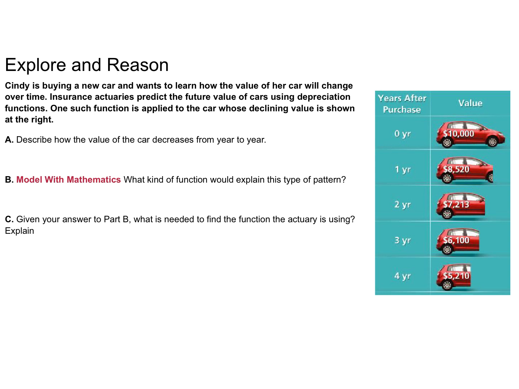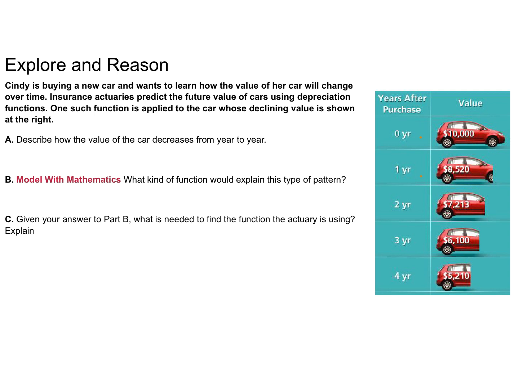Off to the side you can see a vehicle chart. It says years after purchase and then the value of the car. You should notice that at 0 years it's 10,000, 1 year it's a little bit less, the next year it's a little bit less, and so on. That's the pattern. Cindy is buying a new car and wants to learn how the value of her car will change over time. Insurance actuaries predict the future values of cars using depreciation functions. Depreciation means a decay function. One such function is applied to the car whose declining value is shown at the right.